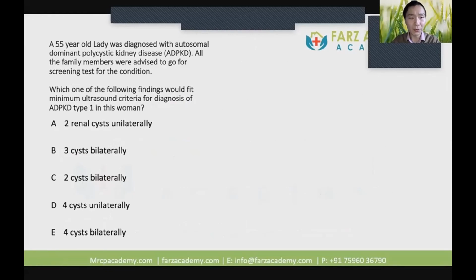This question is on a 55-year-old lady with a diagnosis of autosomal dominant polycystic kidney disease. All the family members are advised to go for screening for the condition. Which of the following fit with the minimal ultrasound criteria for the diagnosis of autosomal dominant polycystic kidney disease? And the choices are below.